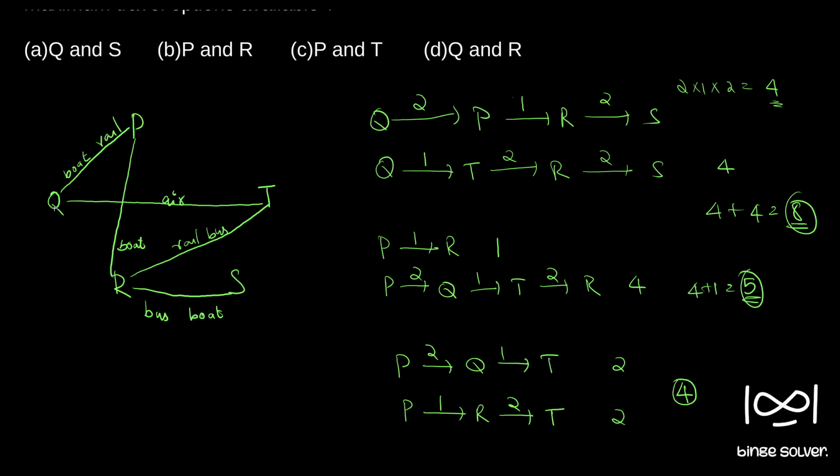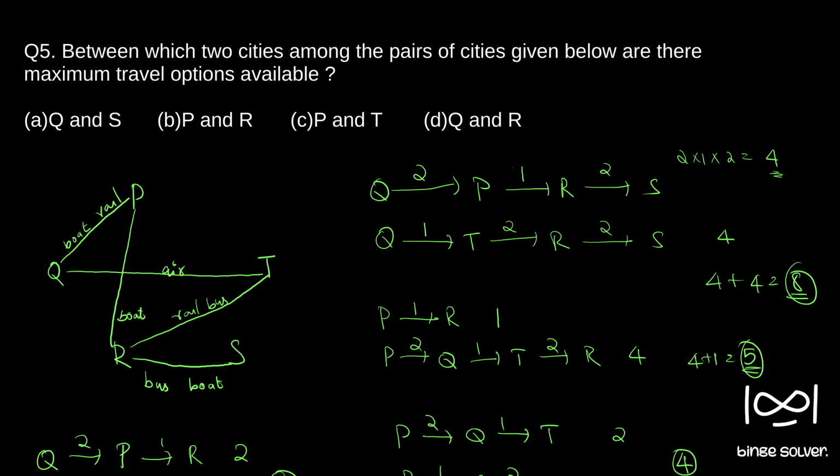So Q and R, we can go from Q to P, which has 2 combinations, and P to R, 1 combination. So total 2 possibilities. Then Q to T, which has 1 combination, then T to R, which has 2 combinations. So 2 into 1, 2. So sum 4. As we saw, here we have 8 possible combinations, here 5, 4, 4. So Q and S has the maximum number of possible combinations, maximum travel options available. So answer is A, 8 combinations.